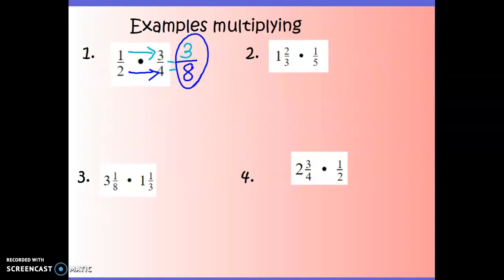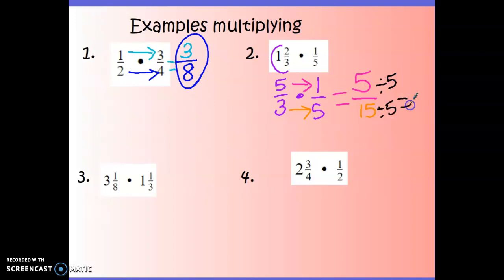Okay, question 2, 1 2/3 times 1/5. First step, convert to improper fractions. So 1 2/3 becomes 5/3. So 5/3 times 1/5. Then I do numerator times numerator, which is 5 times 1 is 5. Then denominator times denominator, 3 times 5 is 15. I can simplify this because I know 5 can go into 15. I'm going to simplify by 5, and I get 1/3.